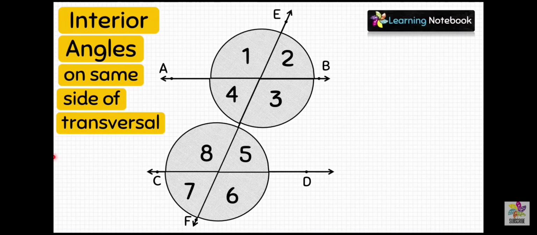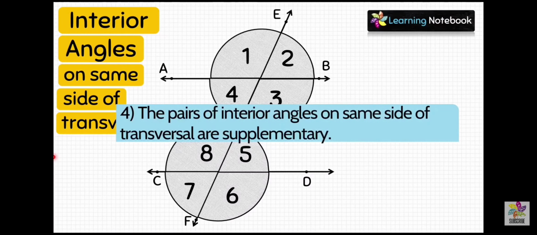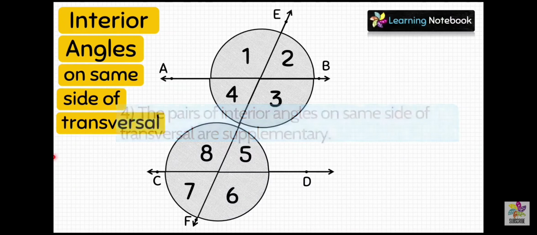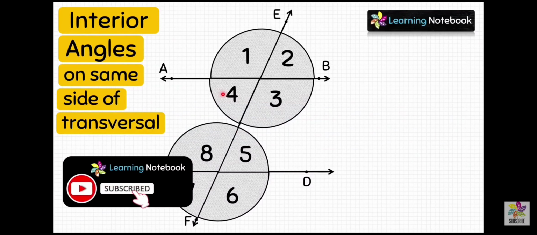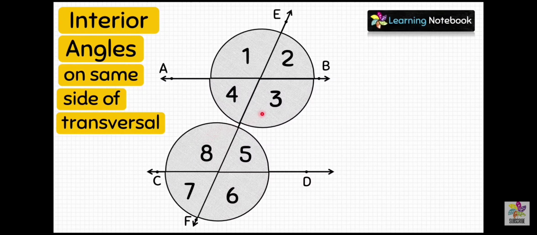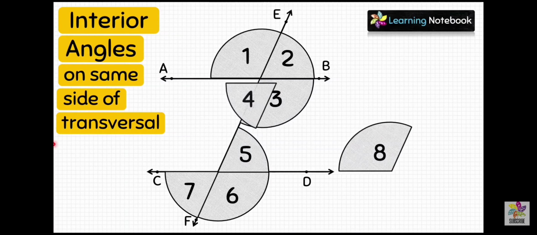Now, the fourth aim of this project is to prove that the pairs of interior angles on the same side of transversal are supplementary. That is, we have to prove that angle 4 plus angle 8 equals 180 degrees and angle 3 plus angle 5 equals 180 degrees. So for this, let's make another set of these 8 angles. And now take angle 4 and angle 8 and place them as shown here.